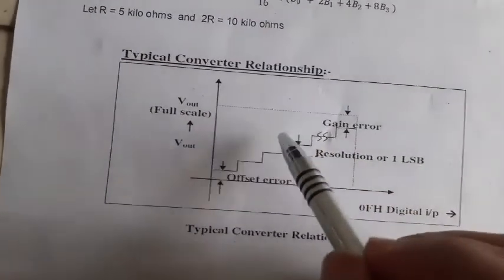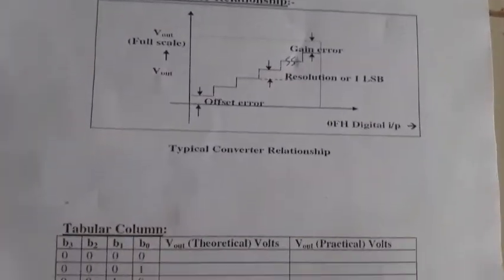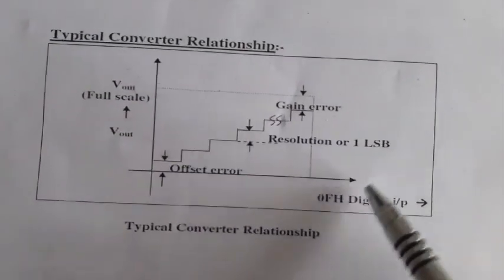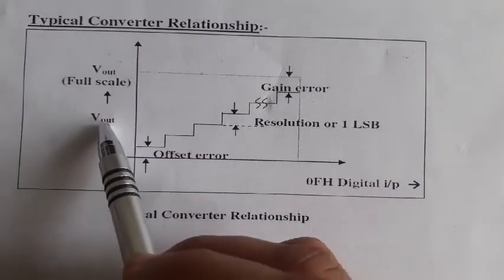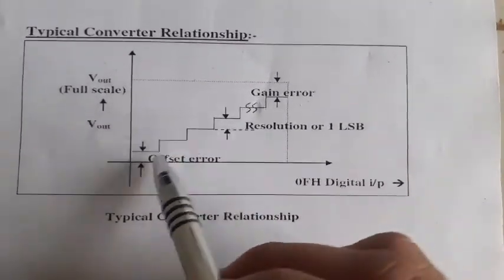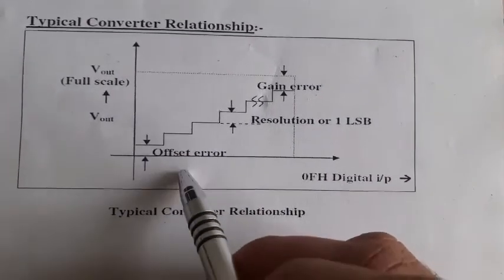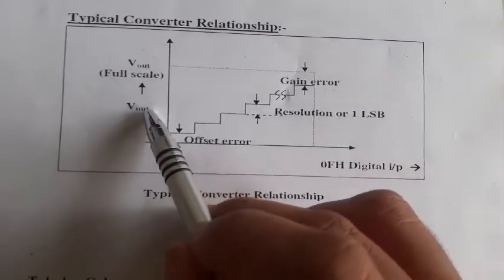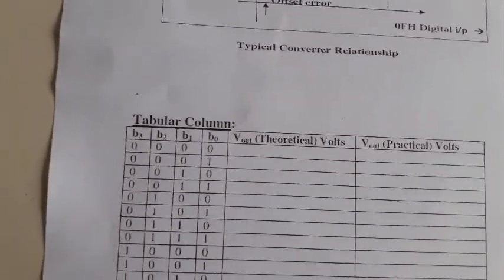I'll go over this later. I'll show you how to plot this graph, the relation between digital inputs and your output voltage. You'll get this staircase, such staircase in steps. Whatever digital input you have applied, corresponding to that you will get an analog output voltage. So for that relation you have to build this graph.